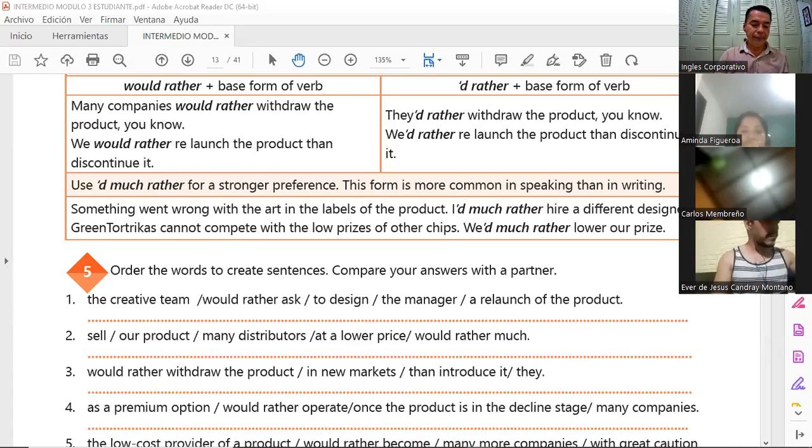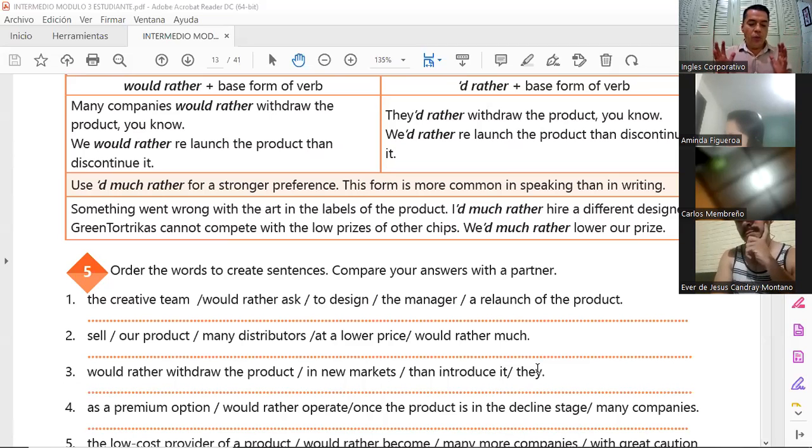Okay, number three: they would rather withdraw the product than introduce it in a new market. Okay, in a new market or in new markets, Leslie? In new markets, correct. In new markets. Thank you. Now everybody please copy.